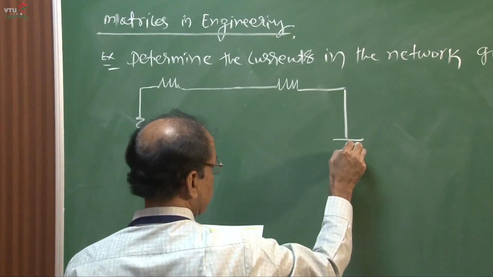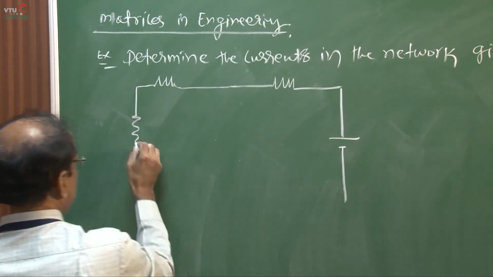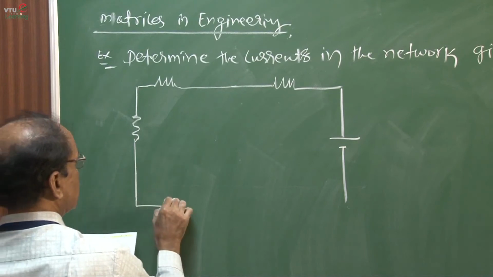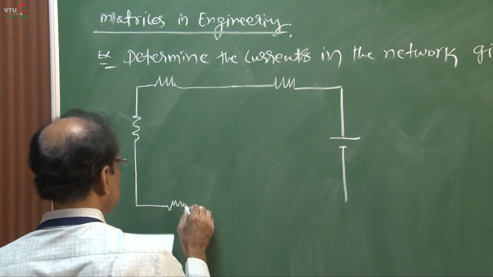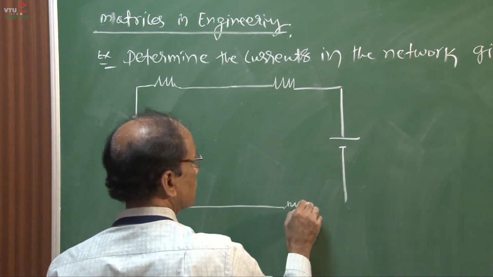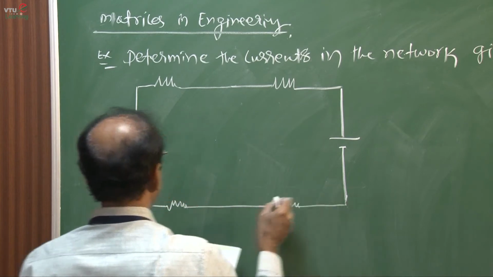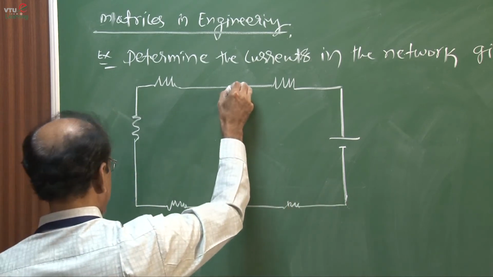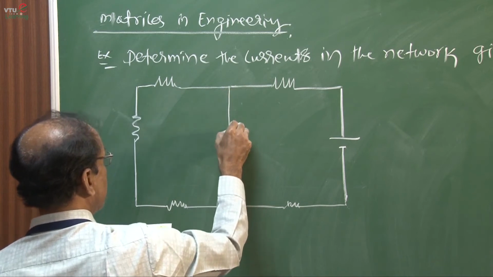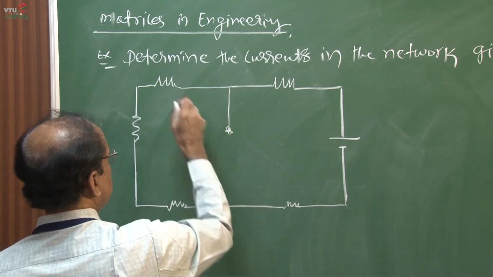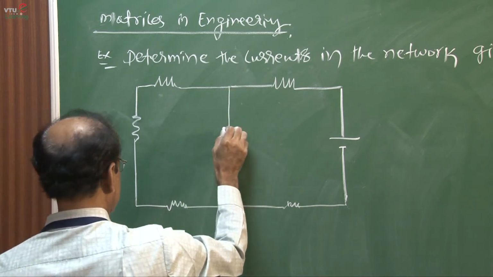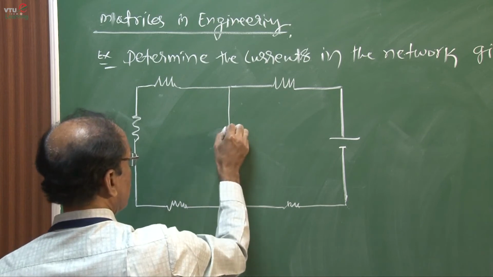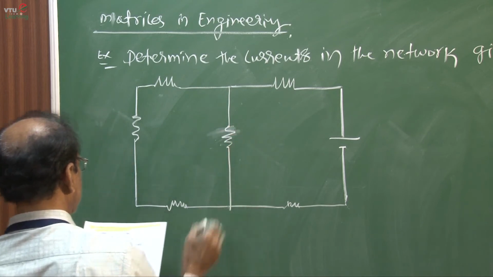Here the switch is attached. Here the resistor is attached. Here one more resistor is attached, and the current is flowing from the resistor between two resistors, and here it is one more resistor, this one.